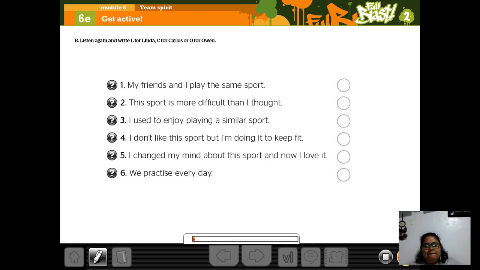B. Listen again and write L for Linda, C for Carlos, or O for Owen. Linda. I never thought I'd like it so much. I used to think it was a silly sport, but now I think it's the best sport in the world. I have to say, though, it's a bit difficult, more than I expected. When I started playing, I didn't used to be very fit, and trust me, you need to be in good shape to play. It's becoming easier for me, you know, all the running around the pitch, but I really like it. It's different from football and more interesting because you have to use your stick to hit the ball.